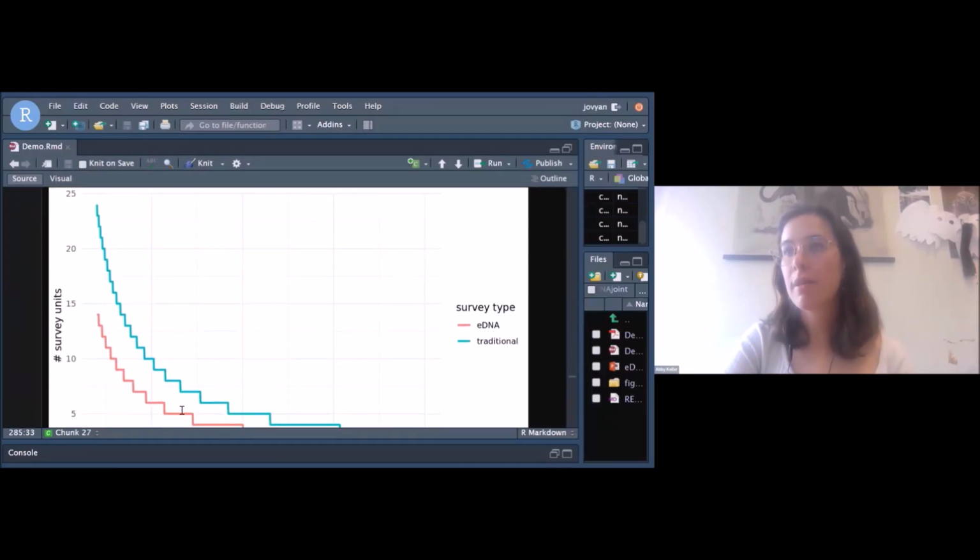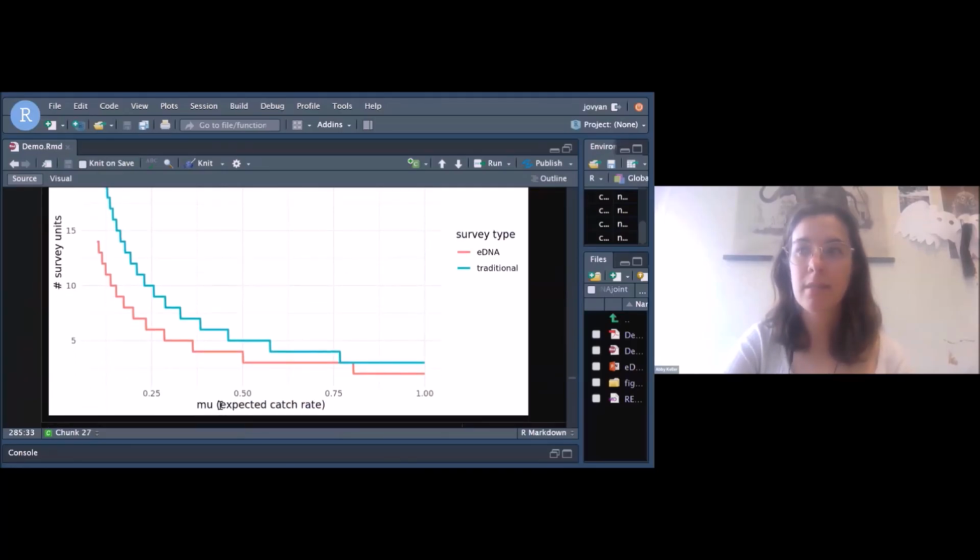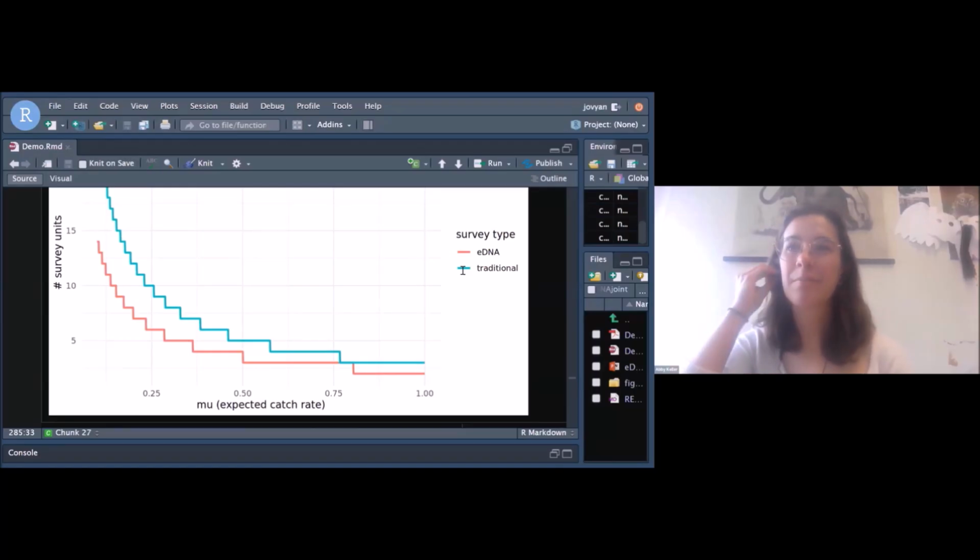Okay, so these are the results. On the x-axis, we have the species density, which is the expected catch rate. On the y-axis, we have the number of survey units necessary to detect presence. And the two different colors correspond to the survey type. So coral is eDNA, and the blue, I guess, is the traditional samples.